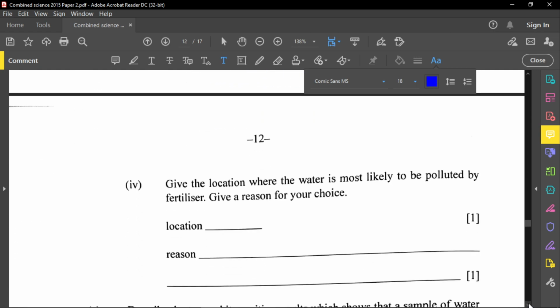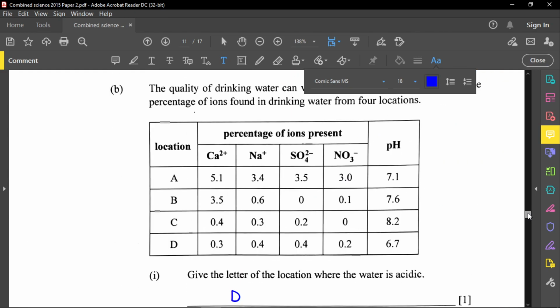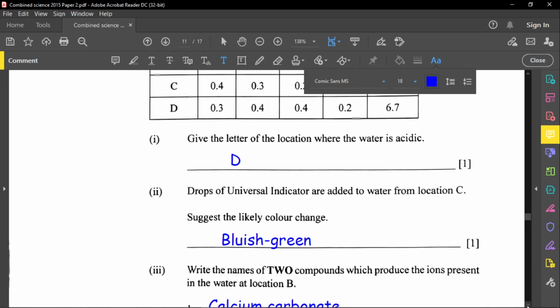And now let's jump to the next part of the question right here. Now it said give the location where the water is more likely to be polluted by fertilizer. Give a reason for your choice. And so let's go back up here and talk about fertilizers. Now fertilizers tend to be rich in nitrates and also sulfates, right? And so you look at where you see sulfate may be the highest and nitrate may be the highest. And if you look at option A, you have 3.5 and 3 in terms of sulfate and nitrate respectively. And of course, they're the highest throughout the entire chart, as a matter of fact. So the greatest amount of fertilizer could be in location A because of the nitrates, particularly the nitrates, right? Because remember that fertilizer is NPK, phosphorus, okay?